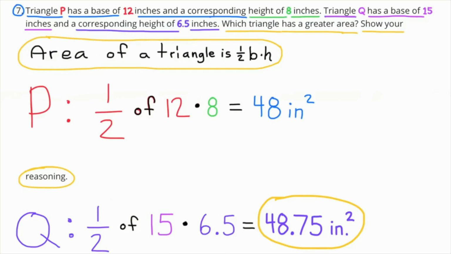Triangle P, half of 12 times 8 equals 48 inches squared. And triangle Q, half of 15 times 6 5/10 equals 48 75/100 inches squared. So triangle Q has the greatest area with 48 75/100 inches squared.